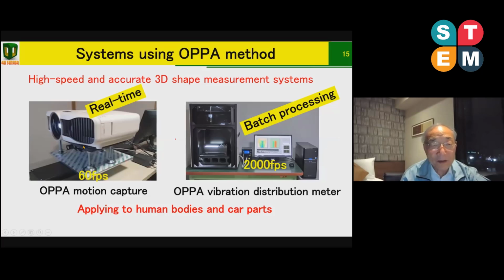By using this OPPA method, we developed real-time motion capture. And also we developed a vibration distribution meter. We use the high-speed camera, so we can measure 2,000 shapes in a second. But in this case, it's not real time. We analyze the grating image in batch process. Then we can analyze the human body and car parts.